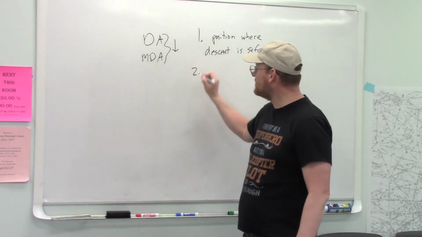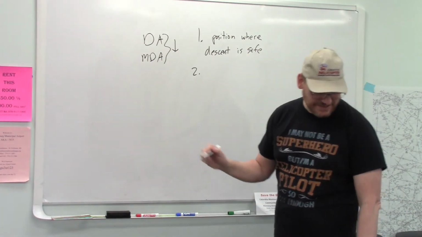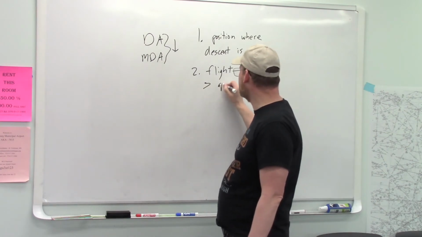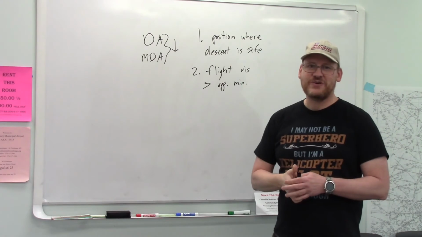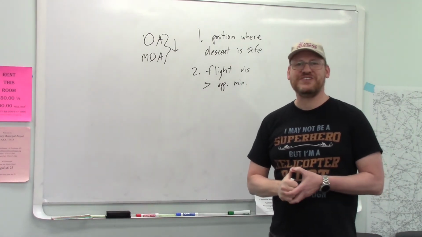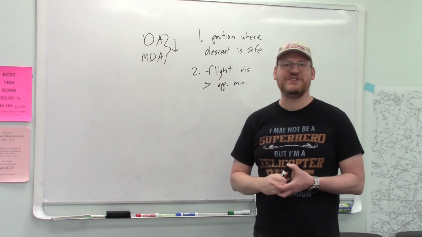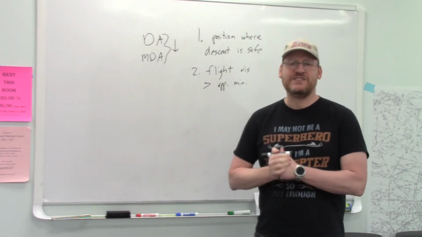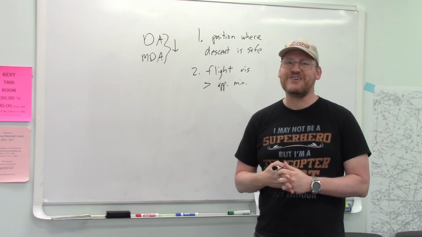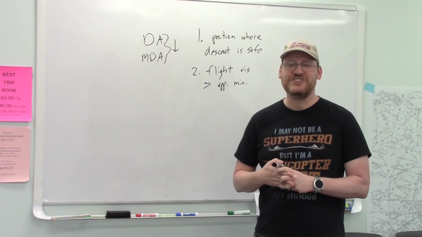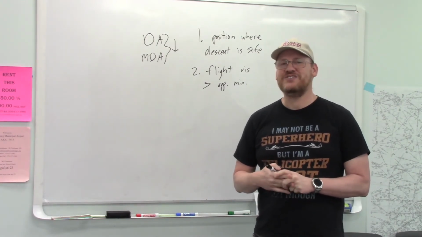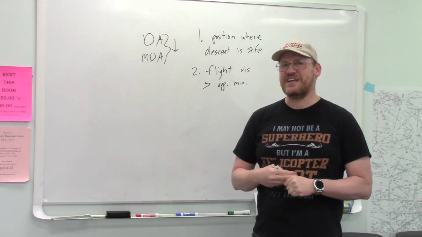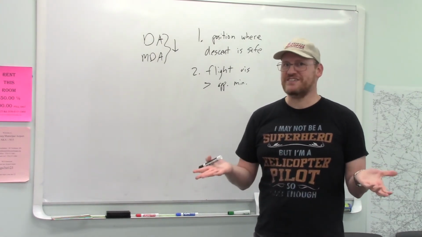Condition 2, the flight visibility has to be greater than what the approach says, the approach minimum. How do I know what that is? That's a good question, because there's no good way to measure it. Sometimes you'll have the ground visibility that's reported by ATIS. Sometimes you'll have something called RVR, runway visual range. None of that matters. You have to have so much flight visibility in order to land. Hard to judge, but it is a condition.